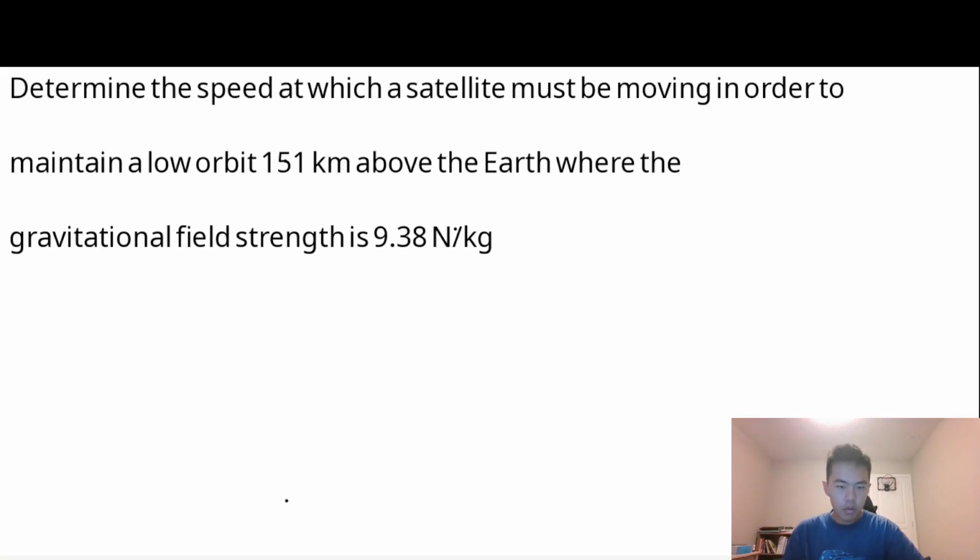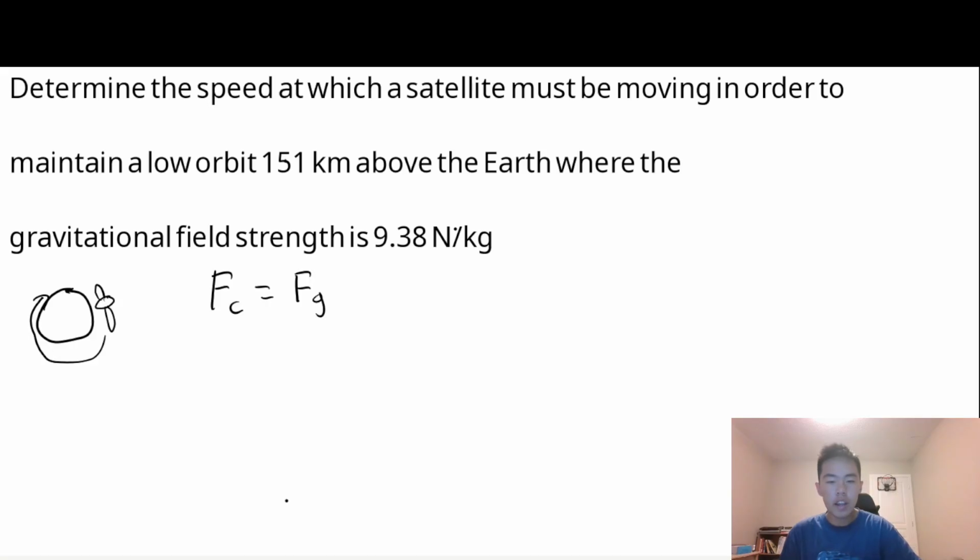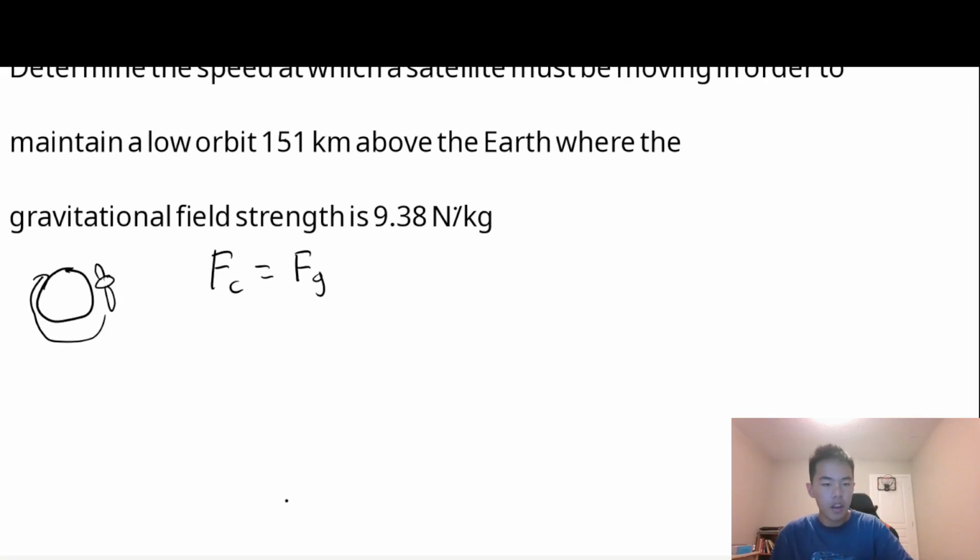So for this one, we just have to think about the satellite. The satellite's like a little fly or something, and it's moving all around the Earth, right? So what is the net force acting on this satellite? It's moving in a circle. And why is it not falling toward Earth? Since it's moving in a circle, there's centripetal force, and there's also gravitational force, and they are the same thing. The reason the satellite's not falling into the Earth is because it's moving at the right velocity.